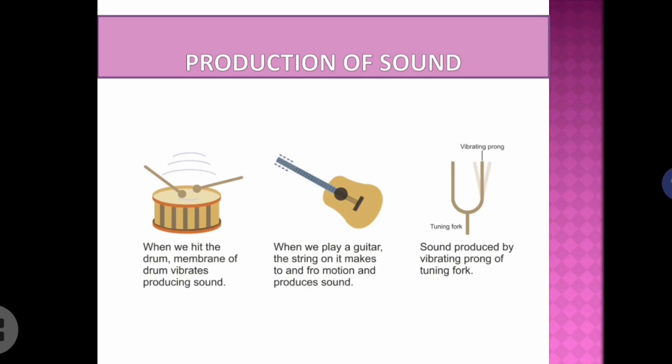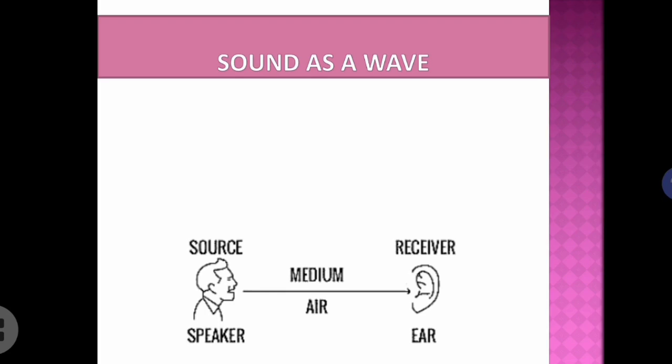Now, how is sound reaching us? There will be a source or the speaker, and the sound from that source travels through the medium and reaches the ear, that means the receiver. Medium means the matter or the substance through which that sound travels. You might have studied, it can be any kind of material. That means it can be solid, liquid, or gas. So the source produces sound, and the sound is traveling through the medium and hence reaches the receiver or the ear.